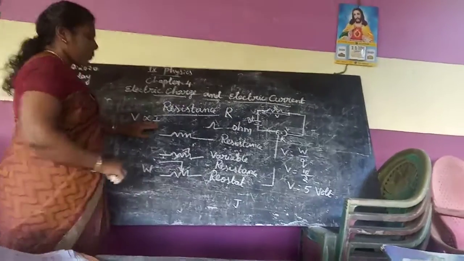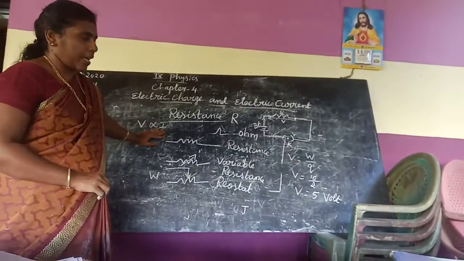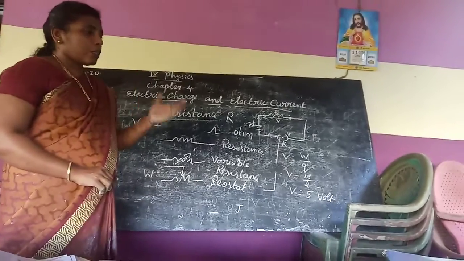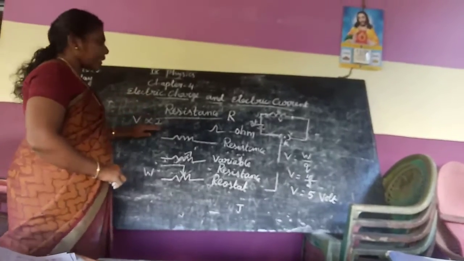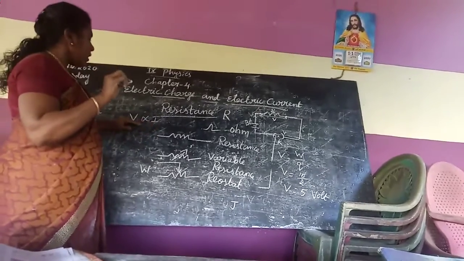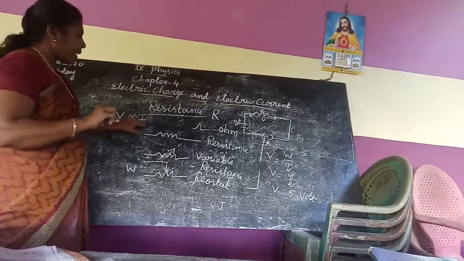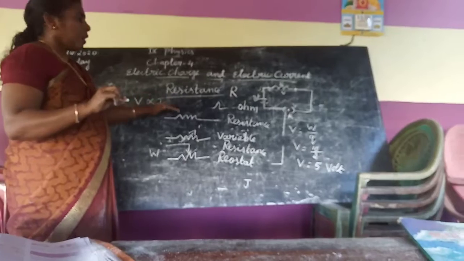What is Ohm's law? Ohm's law means the relation between the voltage and current. It is the relation between the potential difference, which you know is denoted by the letter V, and the electric current, denoted by the letter I. These two relations only we call Ohm's law.